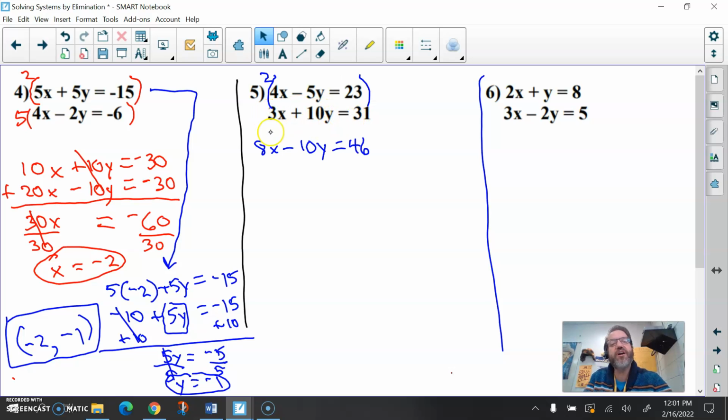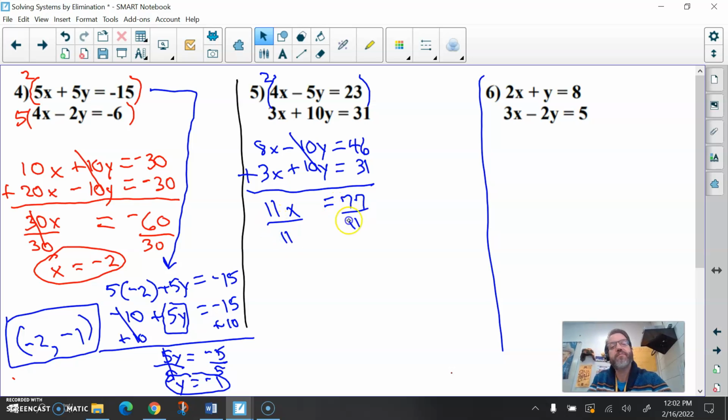And then this second equation here, I'll just rewrite that underneath this one. So I have 3x plus 10y equals 31. See how nice this is? And then these cancel out when I add these together. 8x plus 3x is 11x. And that equals 46 plus 31, which is 77. 6 and 1 is 7. 4 and 3 is 7. And then I just divide by 11 here and here. Those cancel out. We get 1x equals 7.